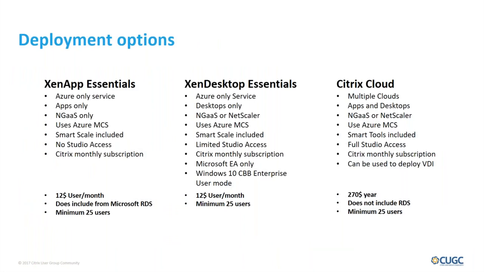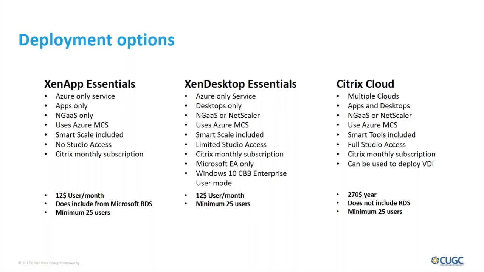So as I said, we have 3 different flavors we can use in Citrix Cloud. We have XenApp Essentials, which is an Azure-only service. It's used to only deliver apps. And by default, when you set up XenApp Essentials, it will set up NetScaler Gateway as a service as part of the deployment. So this is using Machine Creation Services against Azure Resource Manager in the back. So you don't get access to Studio using XenApp Essentials as you would in a traditional Citrix Cloud deployment.